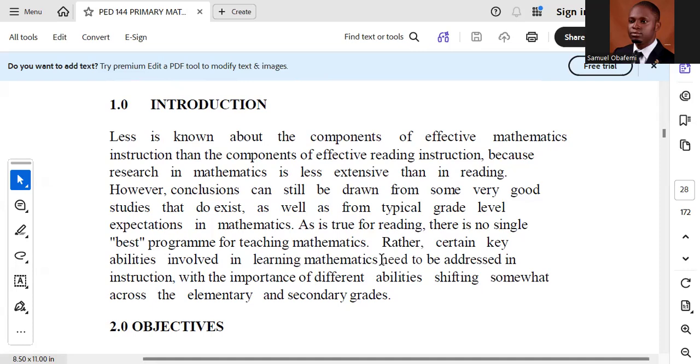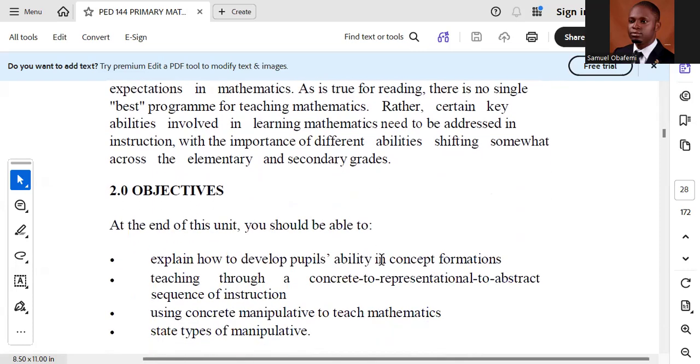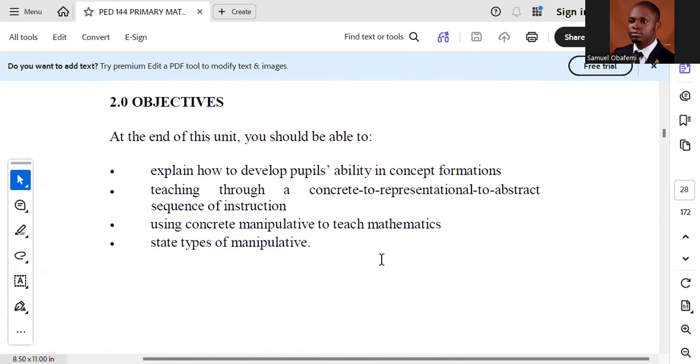So when you now ask the child to count the apples, if the child actually counts it, that means the child actually understands 3 plus 5, not just in the memory. The child can also relate to what 3 plus 5 is all about. So that's our introduction. Now let's go to objectives.